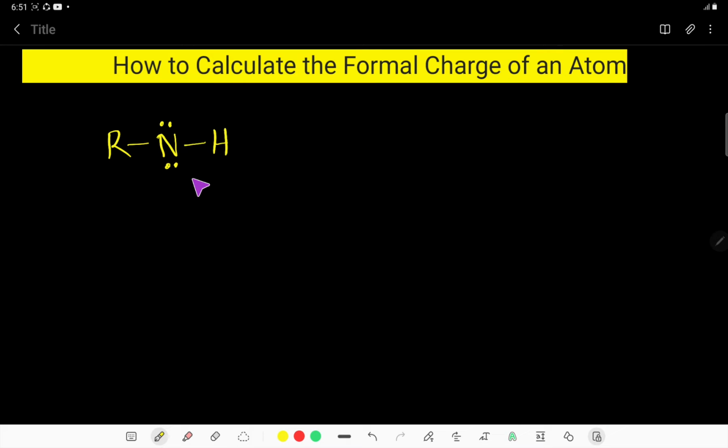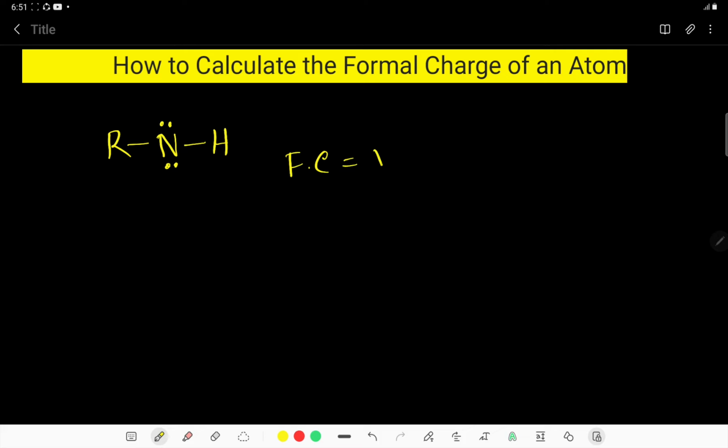In this video, I'm going to teach you how to calculate the formal charge, and also I'm going to give you the introduction of formal charge. Here we would like to find out the formal charge for the nitrogen atom from this structure. Formal charge is the charge that is assigned to an atom in a molecule. To calculate the formal charge of an atom, we'll use this formula.